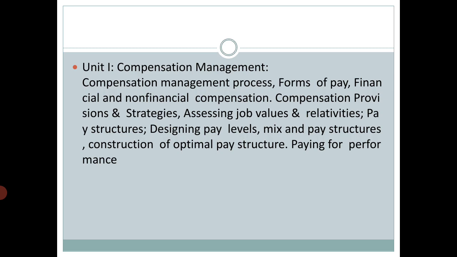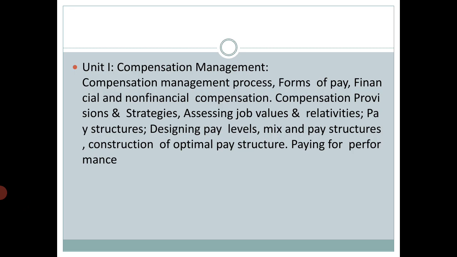So overall, unit number 1 is entitled Compensation Management. What will we study in it? What is compensation all about? Compensation means the pay or the remuneration which is given to the employee.